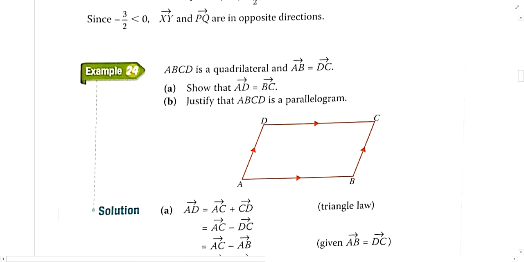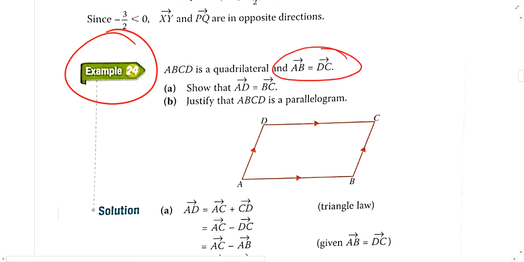Show that AD equals BC. In example 24, it is very tempting to look at the question, it's a quadrilateral, then show that AD equals to BC. Yeah, I know that AD is equal to BC, but then how to prove it? I mean, it looks like it, right? Then we see that it is a quadrilateral. They did not say it is a parallelogram, but they did tell us that AB is equal to DC. AB is given over here, this part is equal to this part.